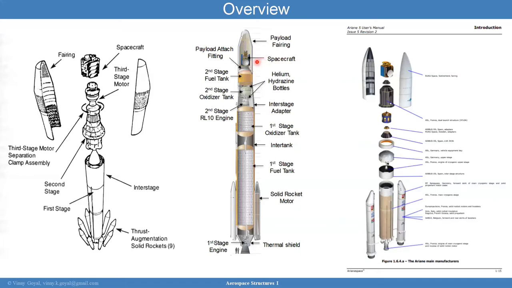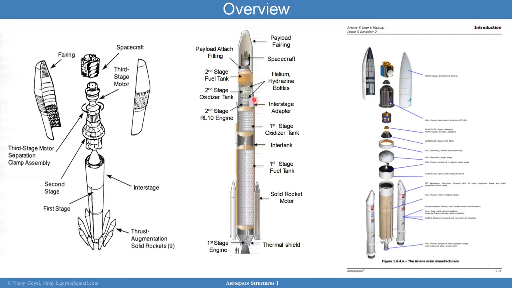So we have also the intertanks, which provide the space between the first stage oxidizer tank and the first stage fuel tank. And the interstage provides space, basically, to then, you could have avionics components there, you could have electronic boxes, you could have other pressure vessels in there that provide the pressure for the tanks, as an example.